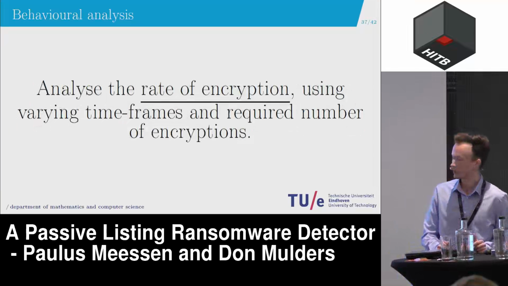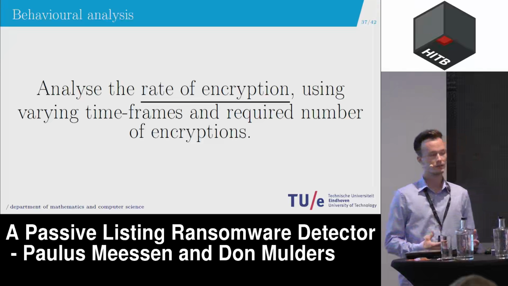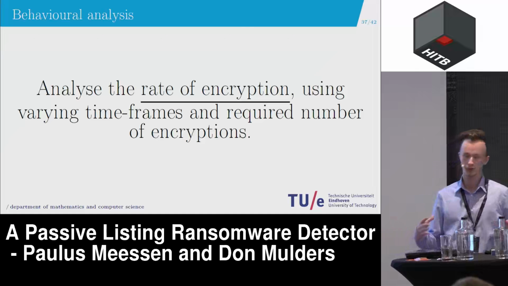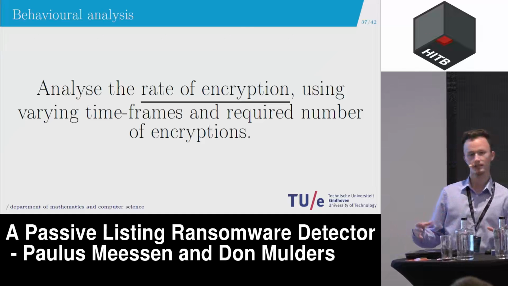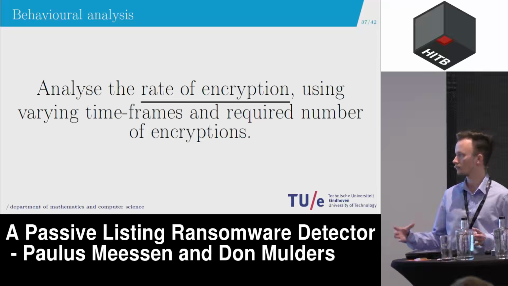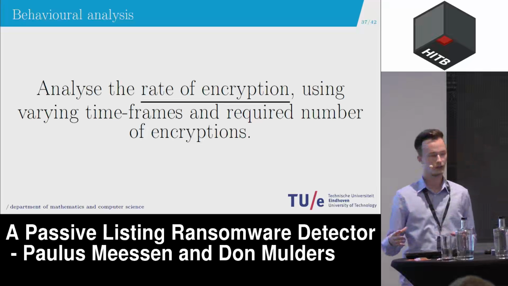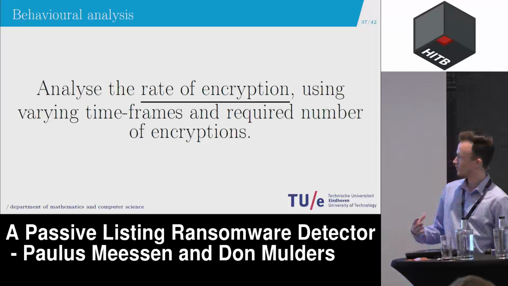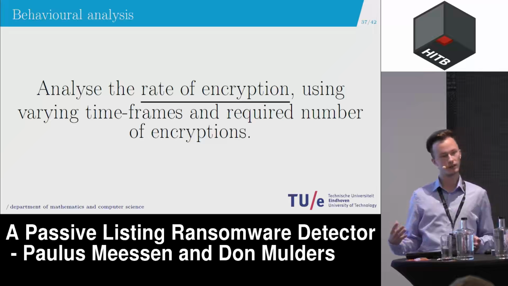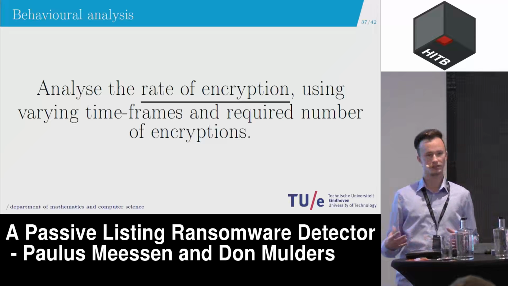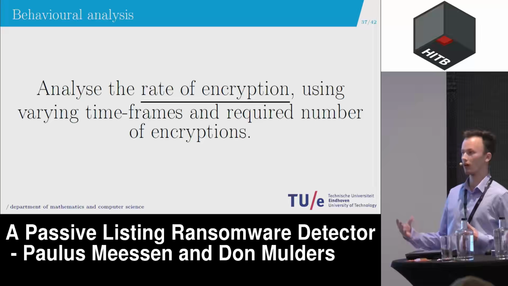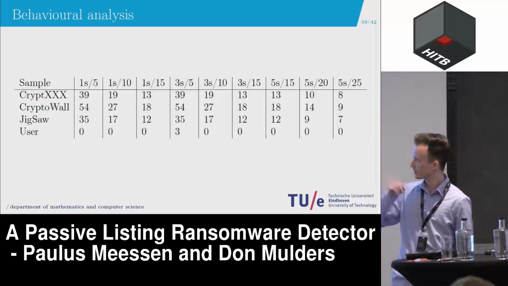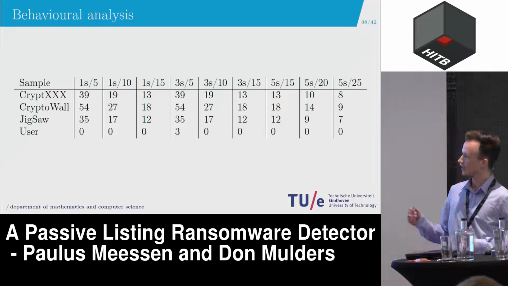So by analyzing the rate of encryption of each of these samples and using some different time frames in which we started with the first encryption that we detect, and then kind of measuring until the time frame stops, we can actually see, well, okay, is this ransomware or is this a user, based on the number of alarms that went off because they exceeded the required number of encryptions. So we have another table.